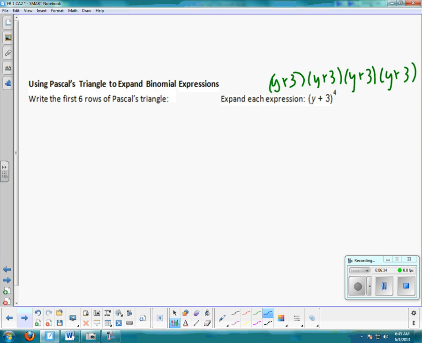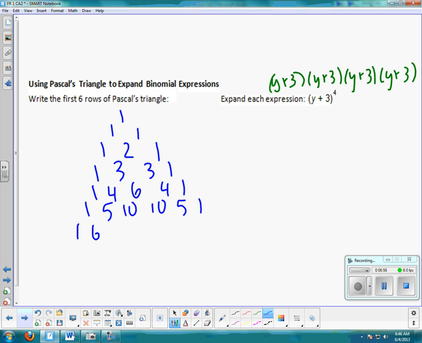Honestly, the beginning is really easy. It just starts with 1s, so 1 at the top, 1 on the outside. And now we can add ahead: 1 plus 1 makes 2, 1. And 1 plus 2 is 3, 3, 1, 1, 4, 6, 4, 1, 1, 5, 10, 10, 5, 1, and 1, 6, 15, 20, 15, 6, and 1.